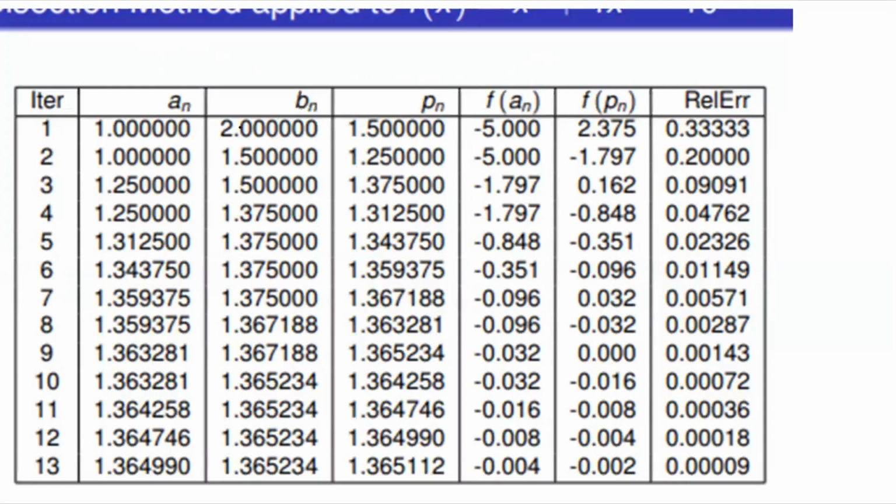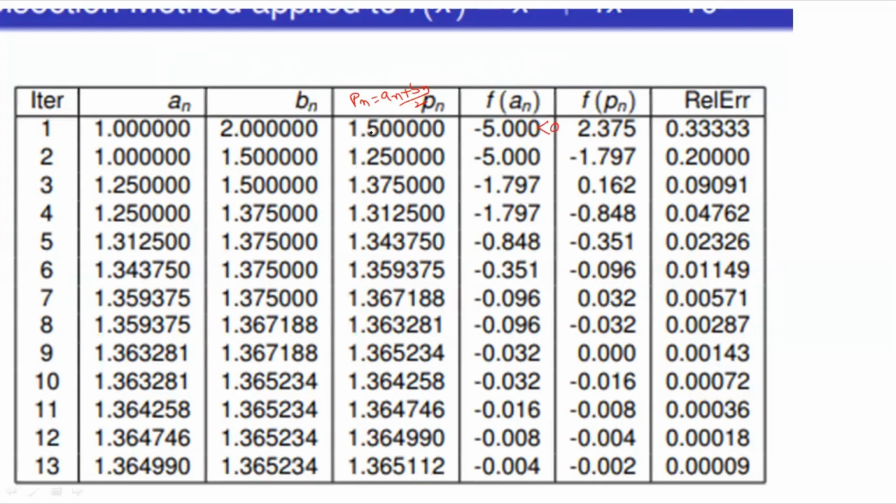So this is 1, 2. This is (a plus b) by 2. This pn is nothing but (an plus bn) by 2. Okay. So this one is less than 0. Therefore, it is less than 0.